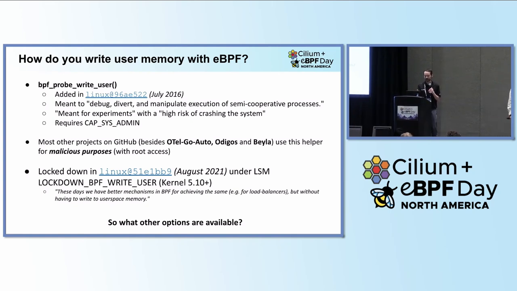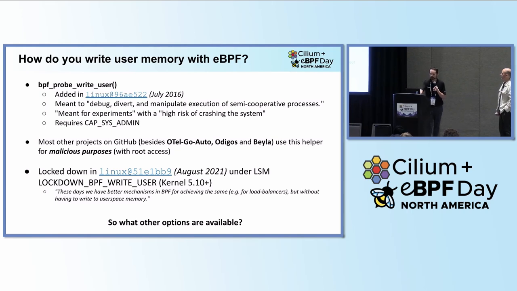And what we found is that there aren't really any other legitimate use cases of this helper. We think that we might be the first one, trying to look through just public use cases on GitHub. A lot of them are making rootkits or hacks with it. So trying to actually use it for good observability is pretty new in this space.